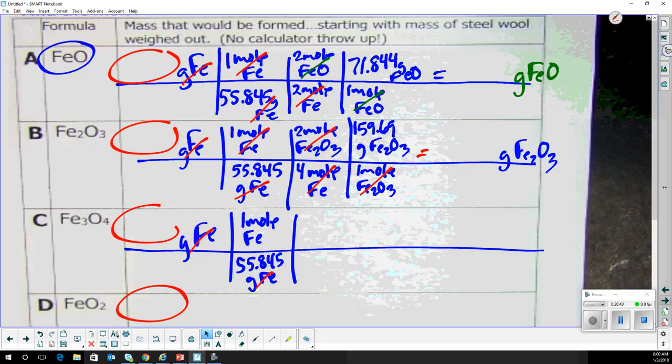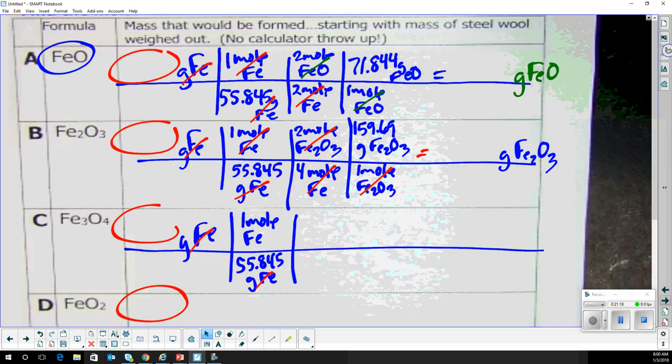Once you get the mass of just the steel wool, that's when we're going to come back and put that mass of the steel wool here, here, here, and here. And you can do calculations real quickly to find out how much you should have ended up with at the very end. We're trying to figure out, if we burn this steel wool, what am I making? Am I making FeO? Am I making Fe2O3? Am I making Fe3O4? Am I making FeO2? What am I making? Okay.